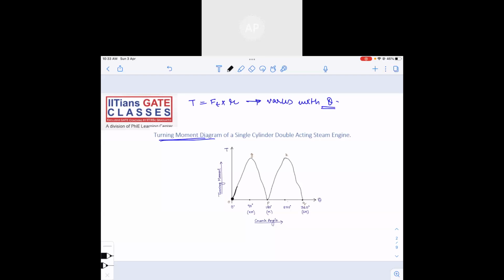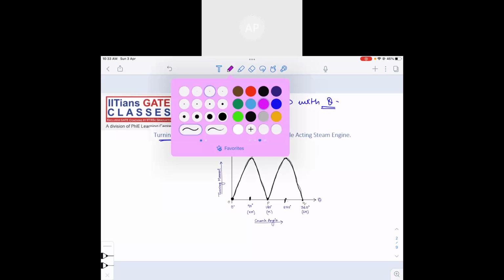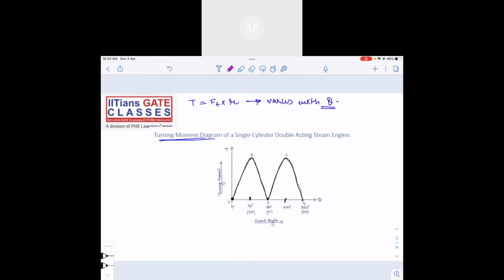The torque keeps on increasing till it reaches 90 degree. Then after 90 degree, when the crank angle again becomes 180, it will become 0. Again it keeps on increasing till 270, then it will decrease to 360. This is how the torque is available. Unfortunately, it is not a constant torque. What is the requirement? The requirement is something like this.